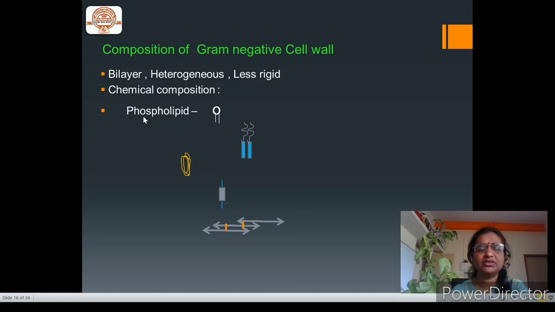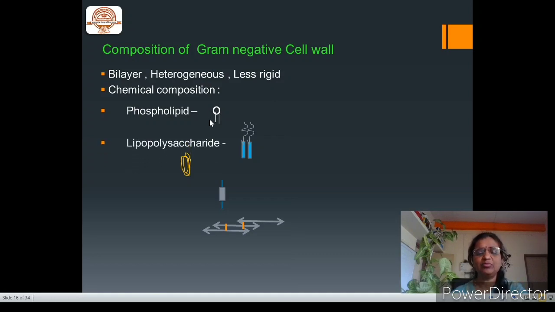An example of the phospholipid present in the cell wall is phosphatidylethanolamine. So this is about the phospholipid. Phosphate head, lipidic tail. Heads are hydrophilic and tails are hydrophobic. That is the nature of phospholipid in case of the gram-negative cell wall.